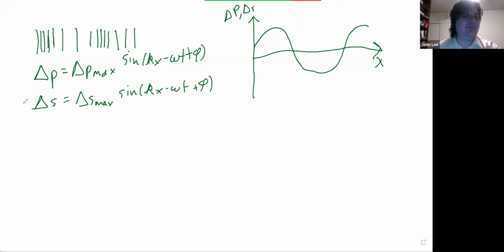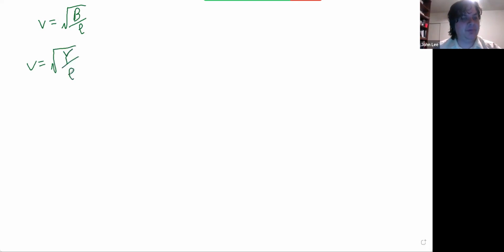And in a very similar fashion to how we derived the velocities last time, we have v equals the square root of the bulk modulus over rho, or v equals the square root of Young's modulus over rho, where the bulk modulus is for fluids and the Young's modulus is for solids.